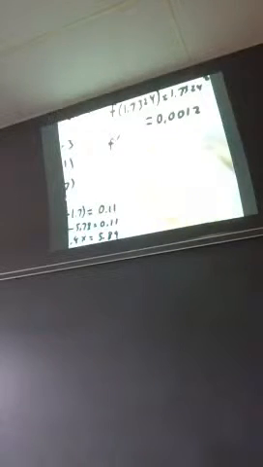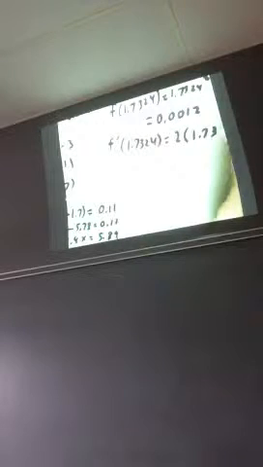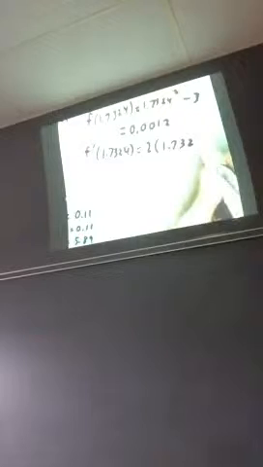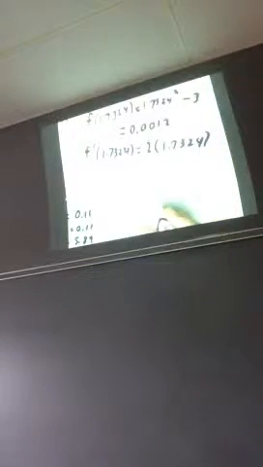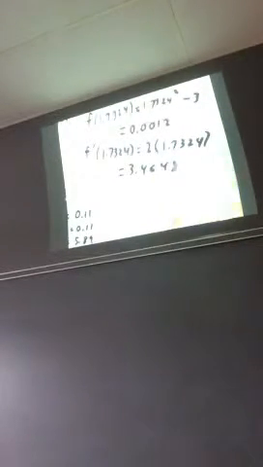All right, so we've got f prime of 1.7324, and that's going to be 2 times 1.7324. So what will that derivative be? 3.4648. All right. So that's my new slope.